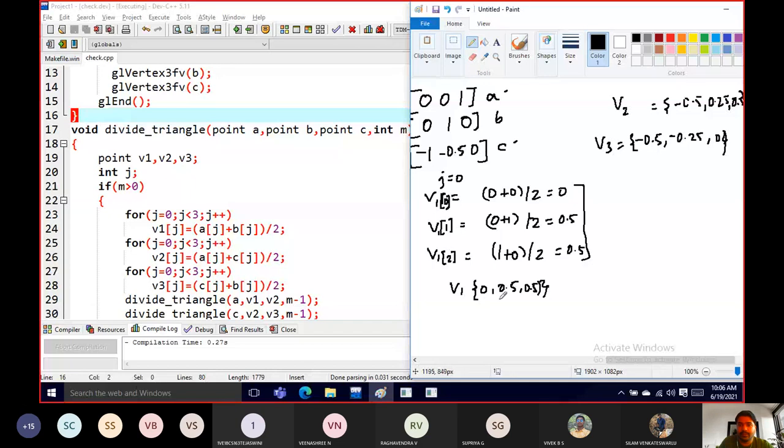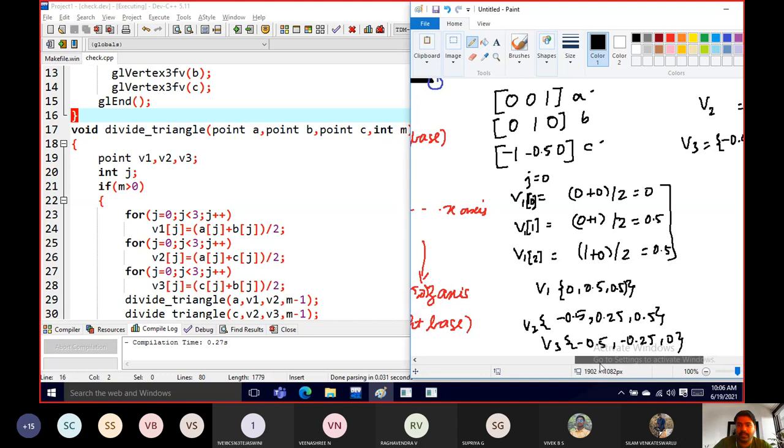So V1 is 0, 0.5, 0.5. V2 is minus 0.5, minus 0.25, then 0.5. Then V3 is minus 0.5, then minus 0.25, then 0. So by getting these three values, just see how we deal with it.